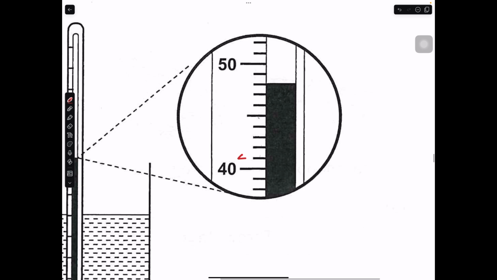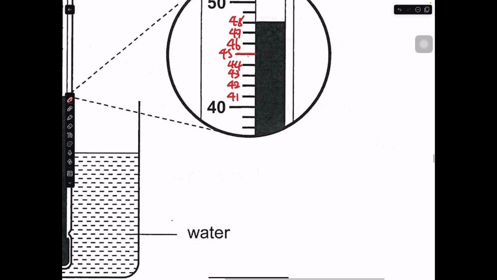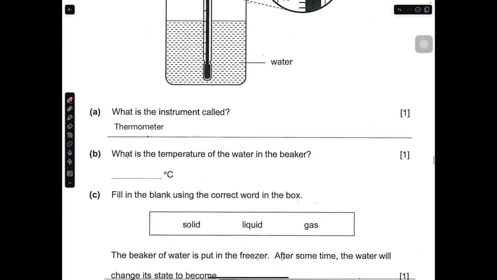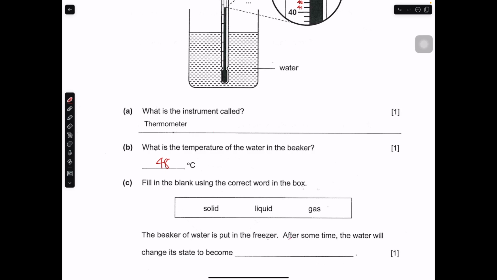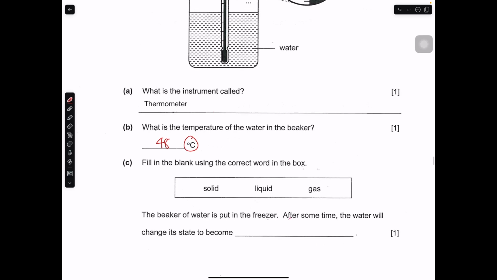Okay, 41, 42, 43, 44. Usually this long one that's a little bit coming out will be your 45, the halfway mark of 10. 46, 47, 48. Okay, this is 48 degrees Celsius. So the unit has been placed for you, so you don't have to put it. But in some school papers they don't write the unit, so you have to put the unit on your own.